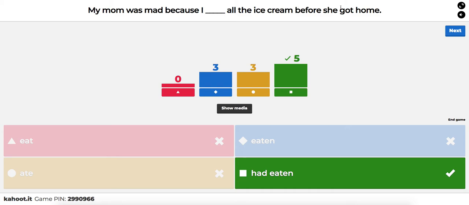So what happened first? What is the oldest action? The son ate the ice cream. That's it. As you have 2 actions in the past, but one is older, you have to use past perfect. So in this case, my mom was mad because I had eaten all the ice cream before she got home. Questions about this one, guys?